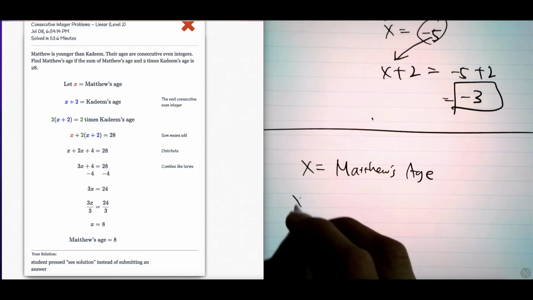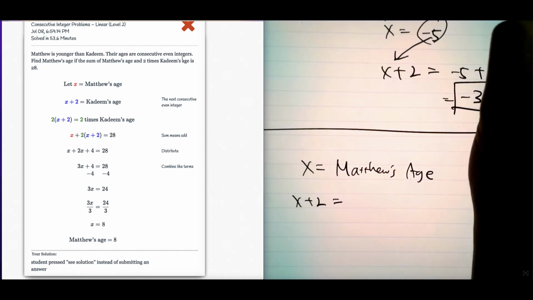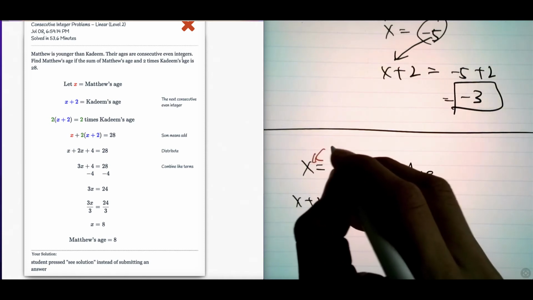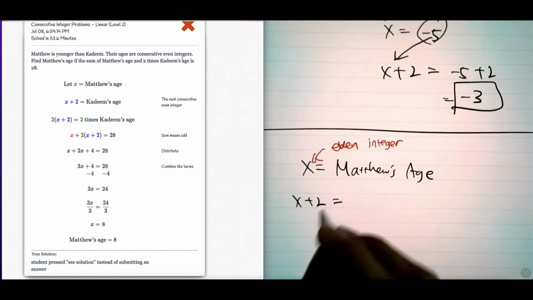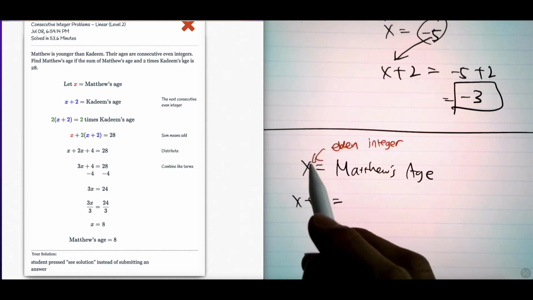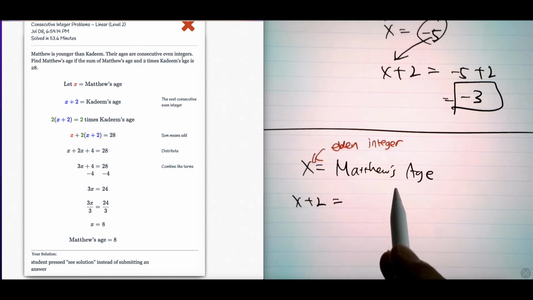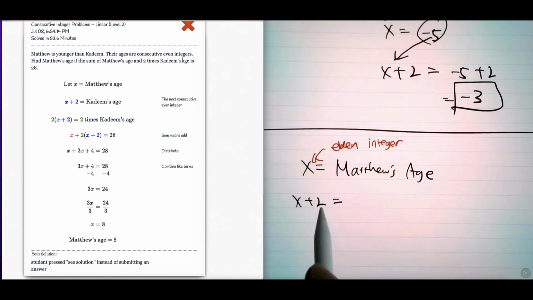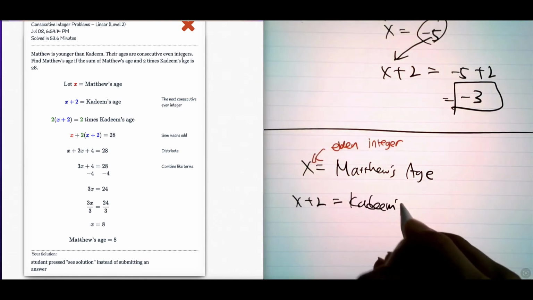and then x plus 2, and the reason why it's x plus 2 is consecutive even integers. So we do expect x to be an even integer, and this way when you add 2, it's also even. So let's say x equals 6, then x plus 2 is 8. Because Matthew is younger, we put x, and then we put x plus 2 for Kadim's age. Now, is that the only way you can do it?